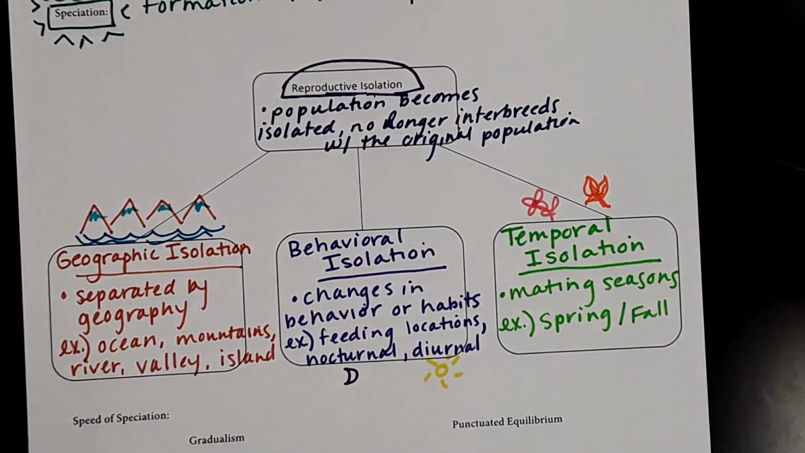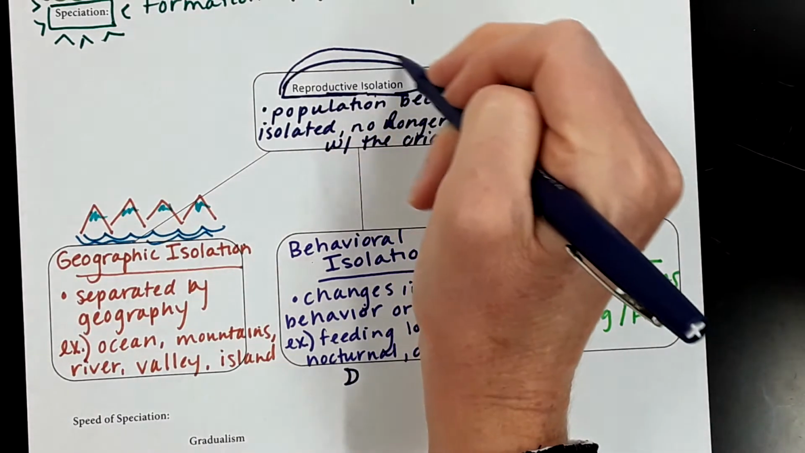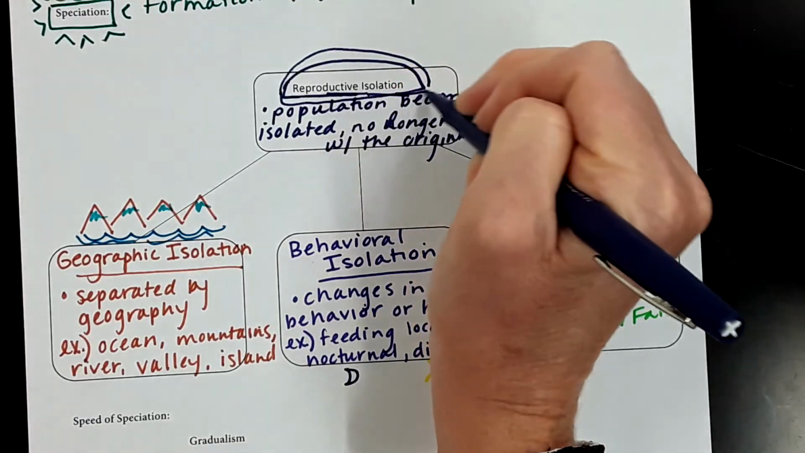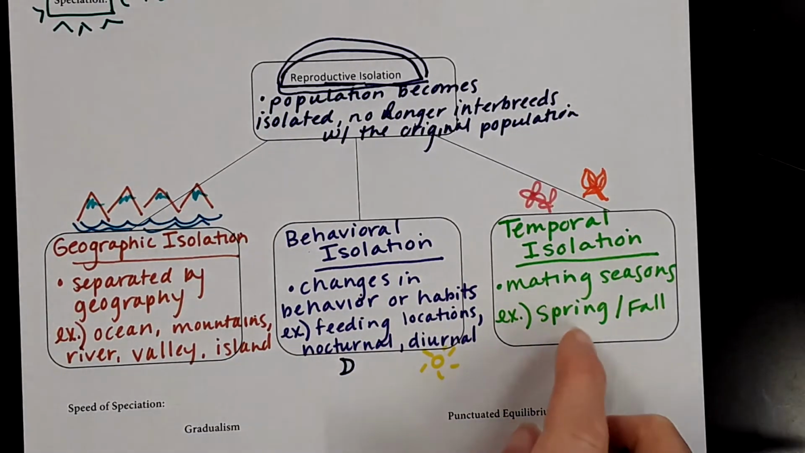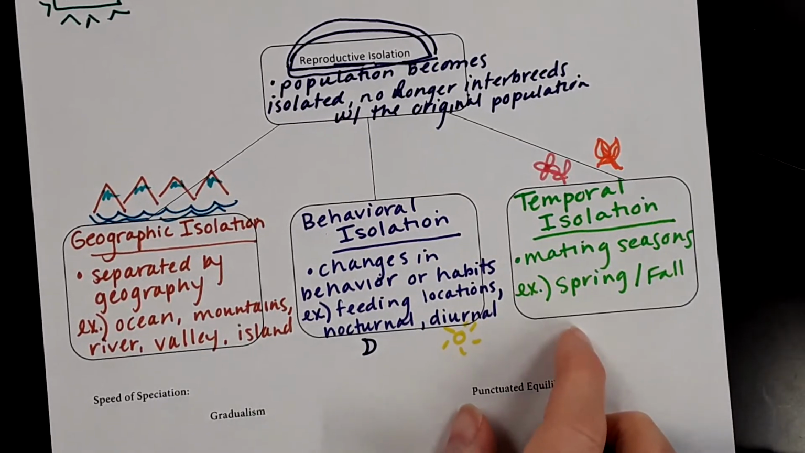All right, so there are three types of reproductive isolation, ways that populations become isolated from each other for mating: geography, their behaviors, or the seasons when they are actually mating.